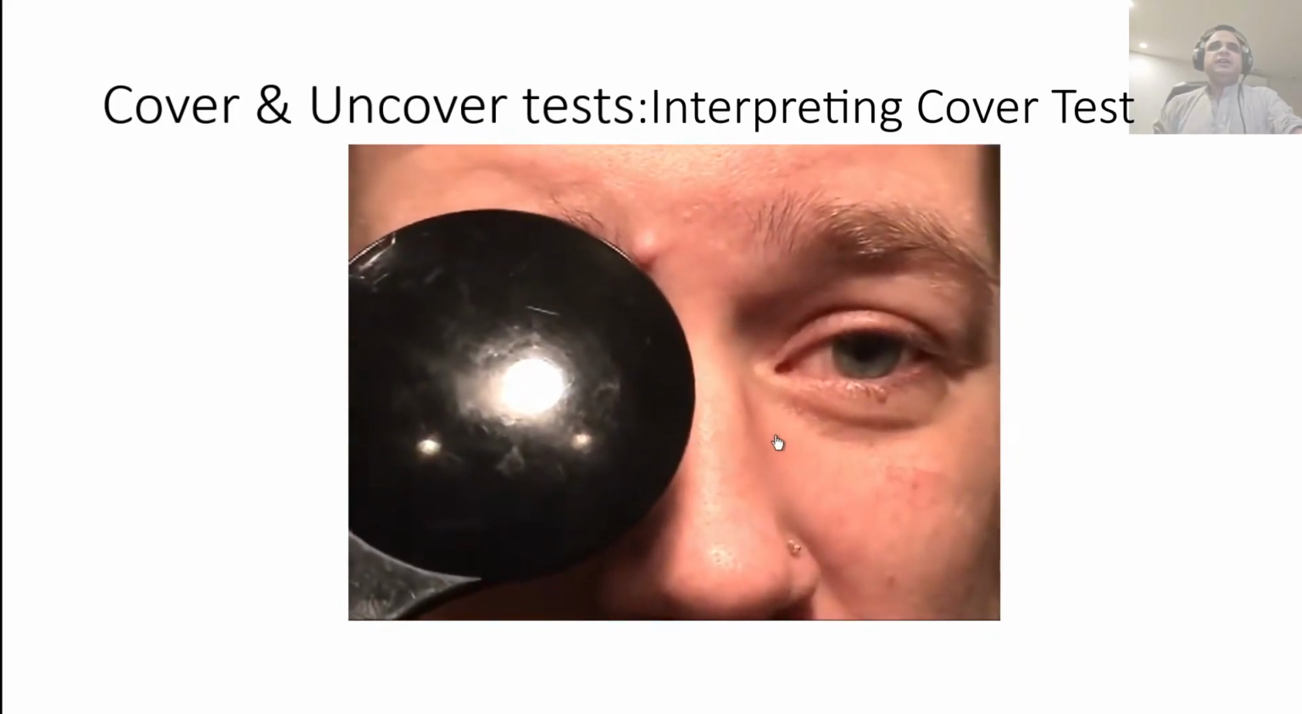So as you can see, just like before, when we covered the good eye, the deviating eye again picks up fixation and becomes straight, which is again telling us two things. One, it has visual potential, and two, the nerve and the muscle, the motor control of this eye, is intact.